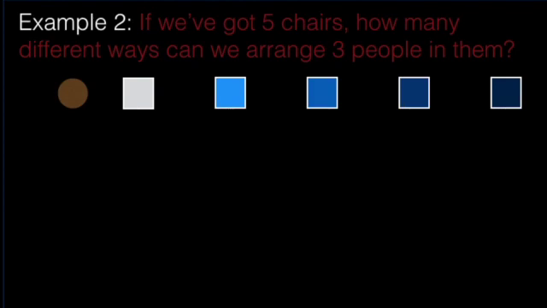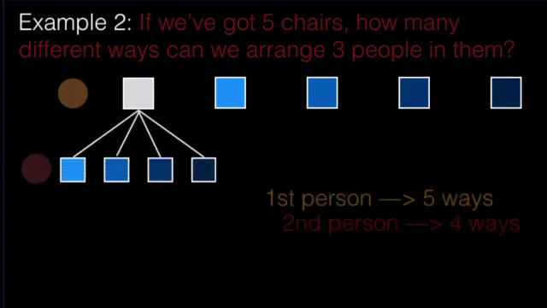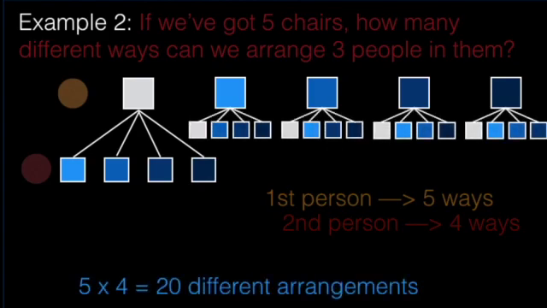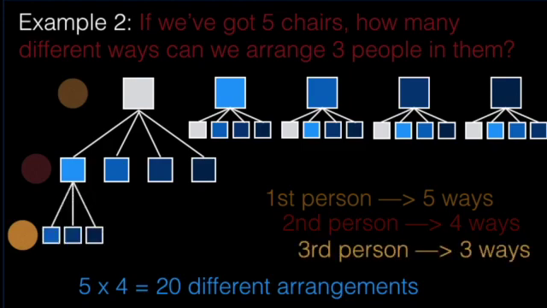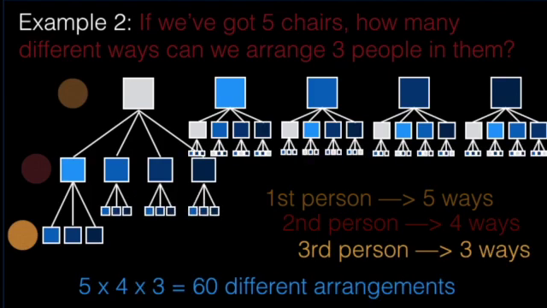So to recap, first person, 5 ways to sit. Second person, 4 ways to sit. Fundamental counting principle says if we're just going to seat 2 people, 5 times 4, 20 different arrangements. Now you can see those 20 different arrangements there. Third person comes in. He's got 3 different ways to sit. How many different arrangements are there? How many different permutations are there for seating 3 people? 5 times 4 times 3, 60 different arrangements.